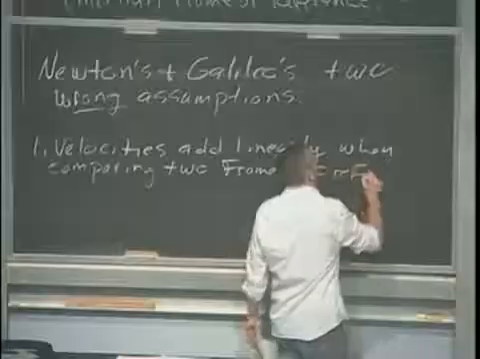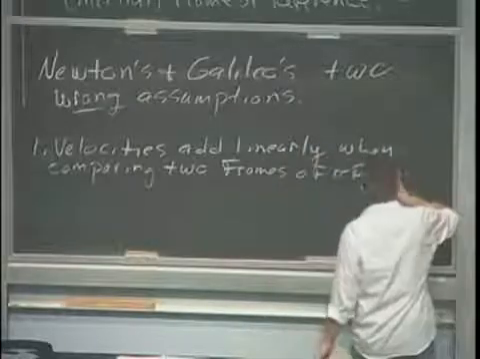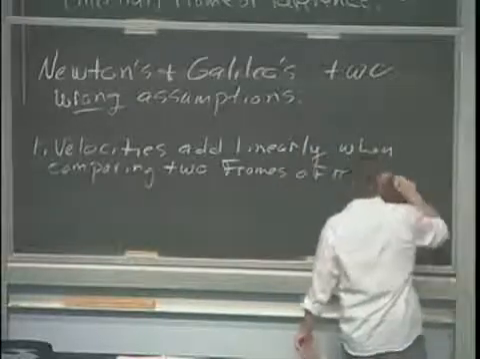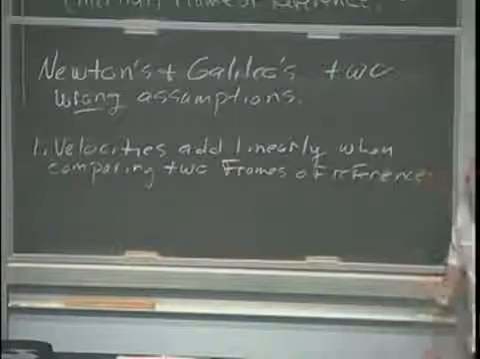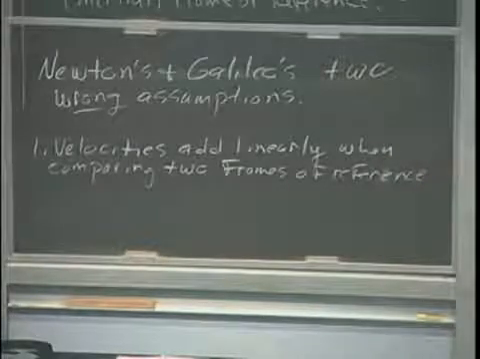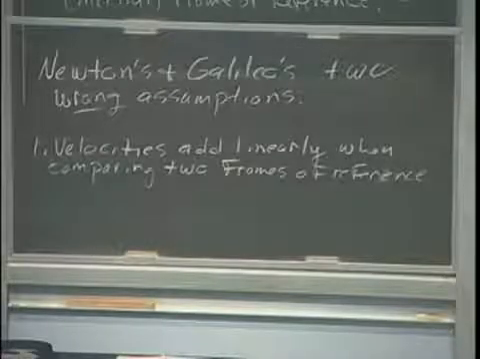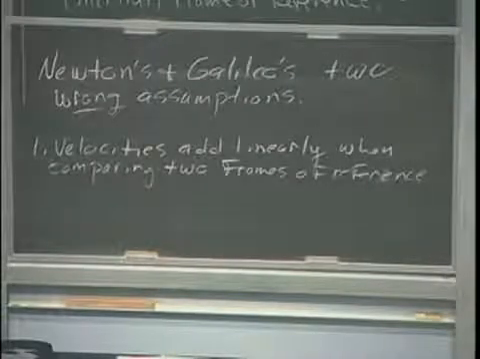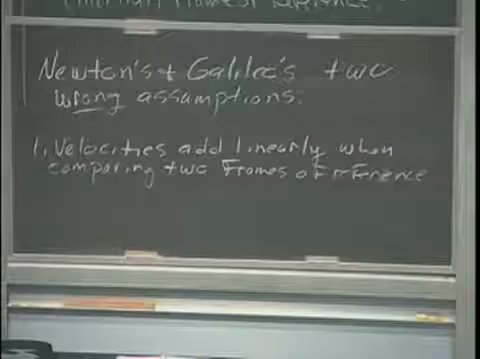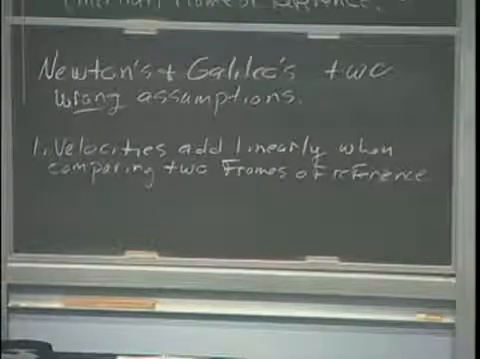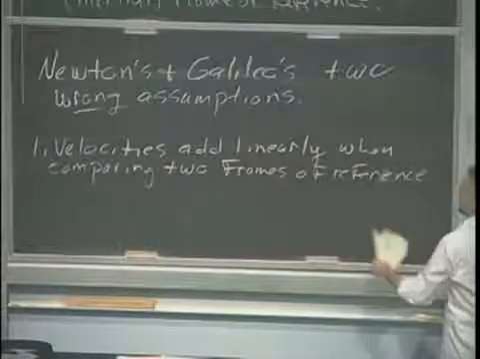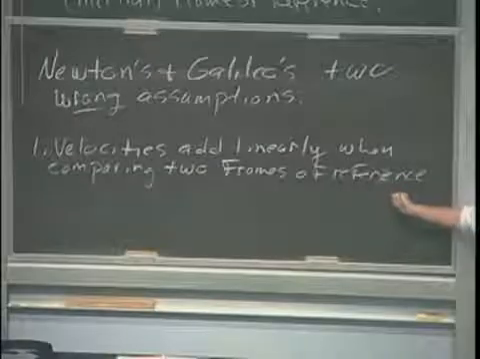Okay, so what do we mean by that? Well, we've already seen this, and we've been using this a lot. And it turns out to be wrong. But for typical speeds in the world around us, it's a pretty good approximation, so that's why we still use it. Okay, so velocities add linearly when comparing two frames of reference.